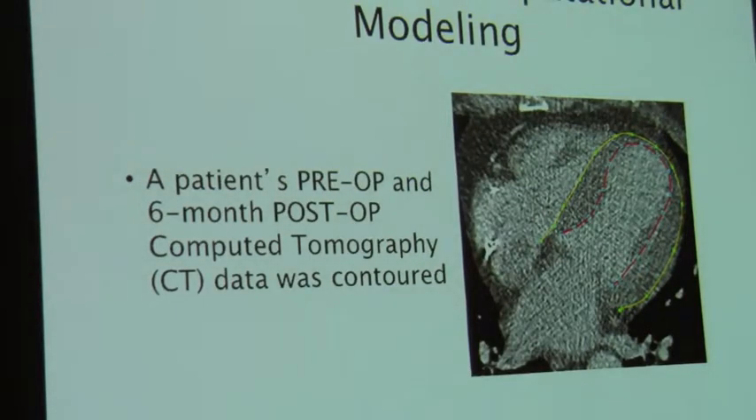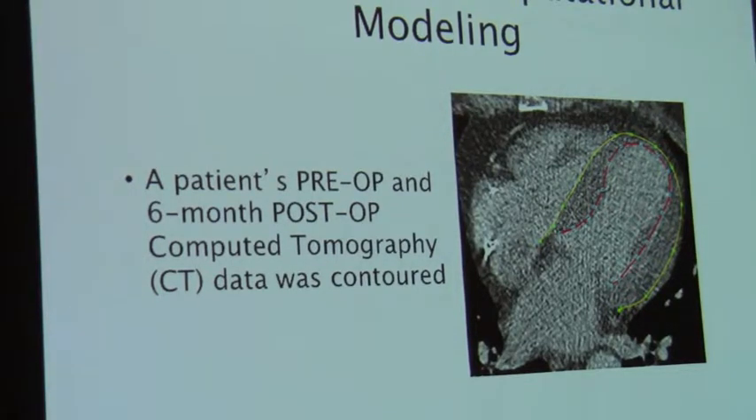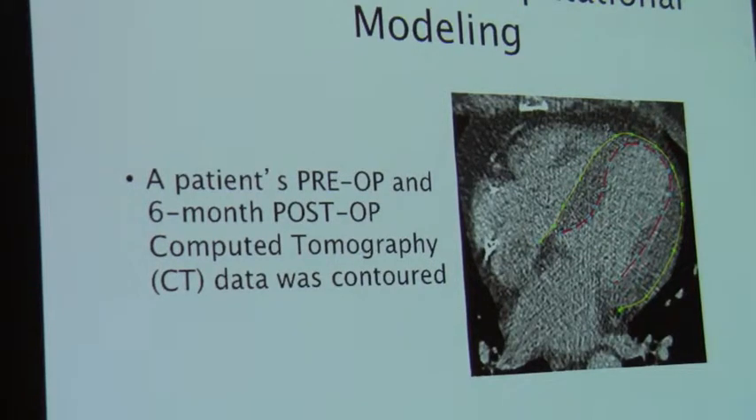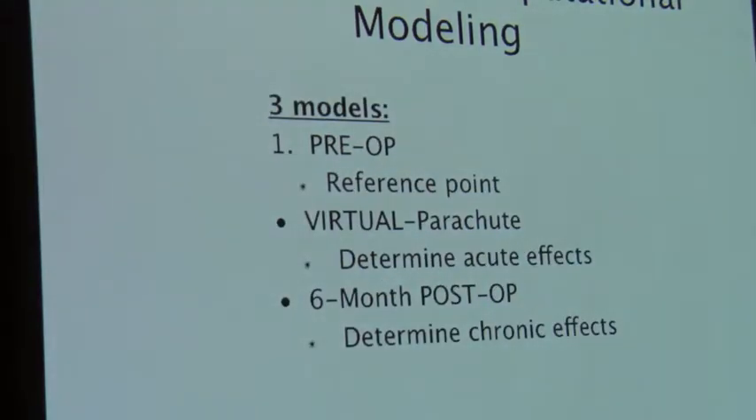So in order to figure out how exactly the parachute works, we created finite element computational models based off a patient's pre-op and 6-month post-op computed tomography data. And this data was received from a patient who had undergone the parachute procedure. We were left with 3 models. The first model we created was a pre-op model based off the pre-op CT data, and we used that as a reference point to calculate stress in a heart that, without the parachute, had experienced a myocardial infarction.